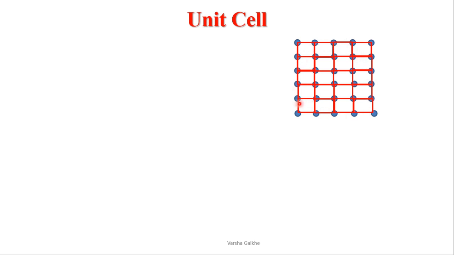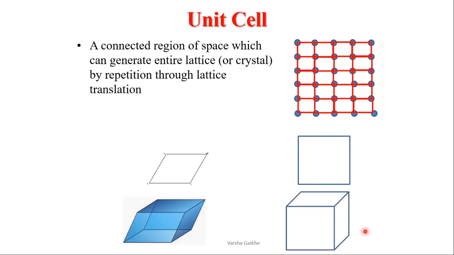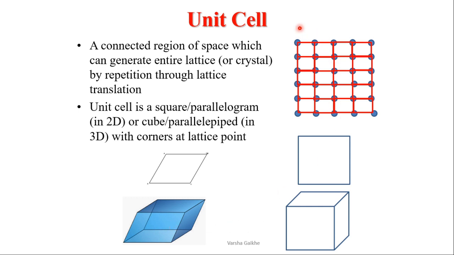This connected region of a space is called a unit cell. Thus, we can define a unit cell as a connected region of a space which can generate the entire lattice or crystal by repetition through lattice translation. More commonly, we have a square or parallelogram type of unit cell in 2D and cube or parallelepiped in 3D. However, a given lattice can have many different unit cells.